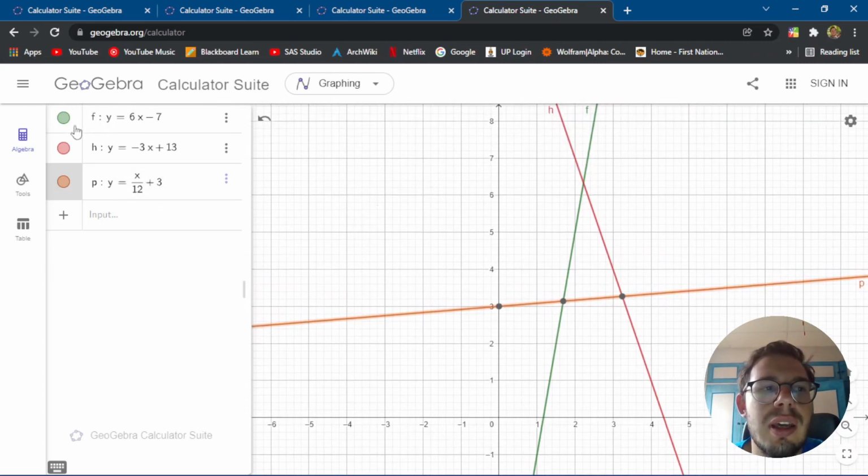So here you can see they labeled it f of x, so this could have been f of x equal to 6x minus 7, and h of x equal to minus 3x plus 13, and p of x equal to x divided by 12 plus 3.